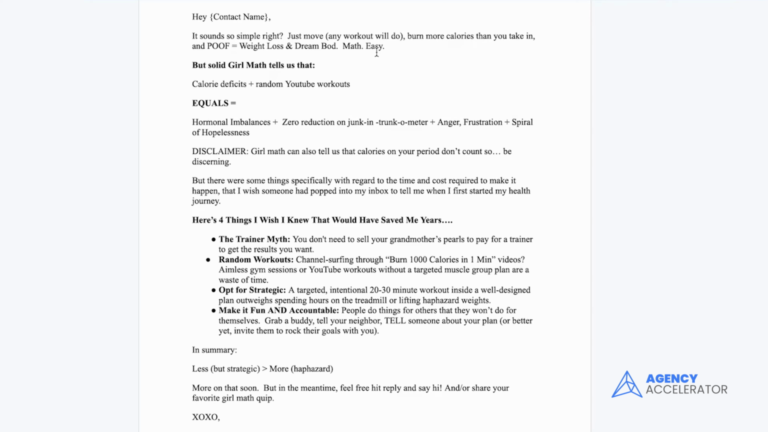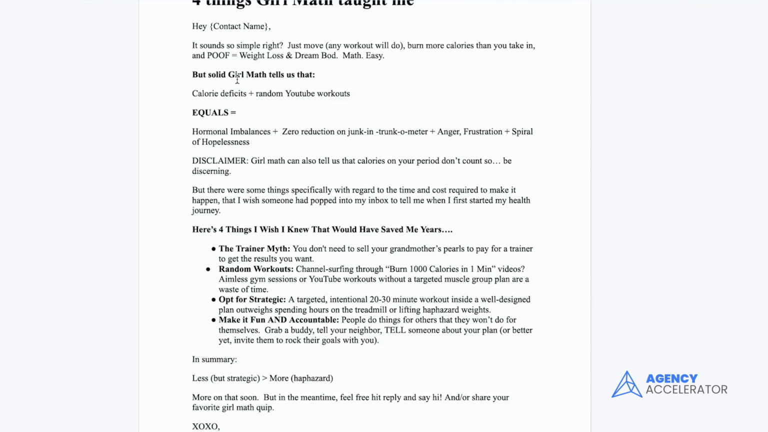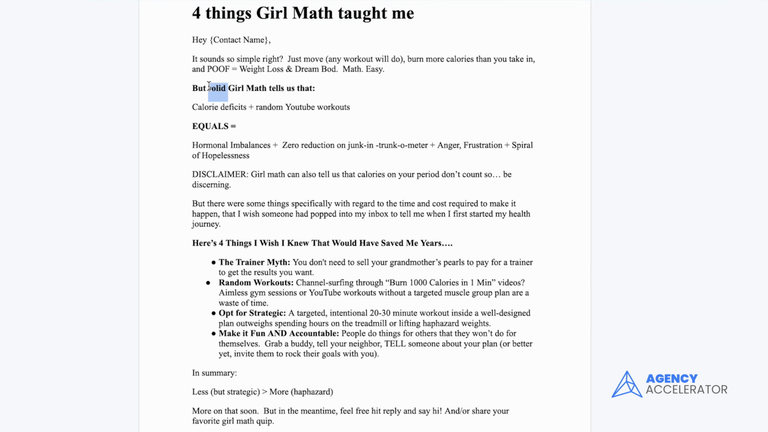Math, easy. I might go "easy math" and keep that all just as one thing. So the math is easy, or easy math, and so on. But solid girl math tells us that. I don't know if I like "solid" just because it's kind of confusing to me. Maybe "but actual girl math," or "but real world girl math," something like that. Calorie deficits plus random YouTube workouts equals hormone imbalances.